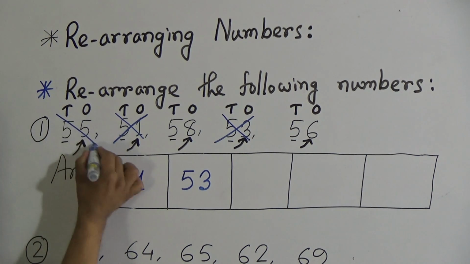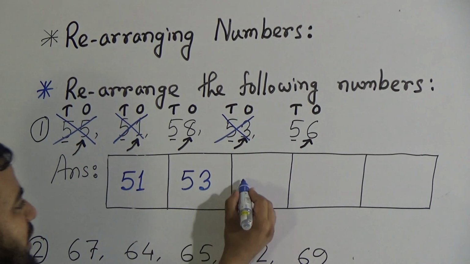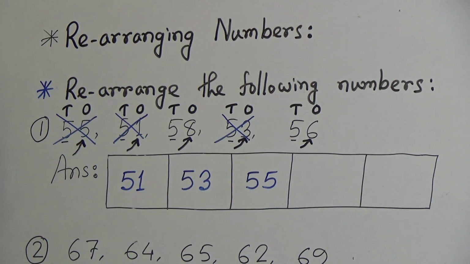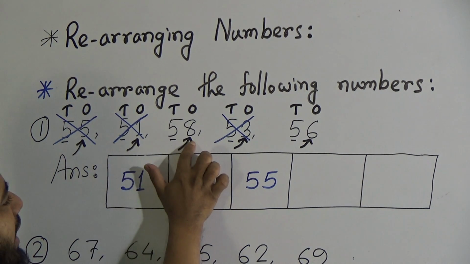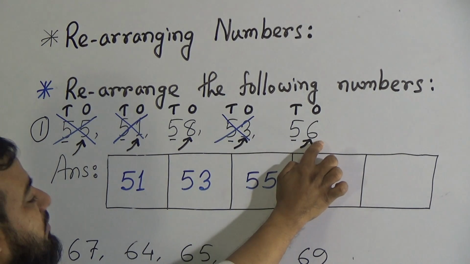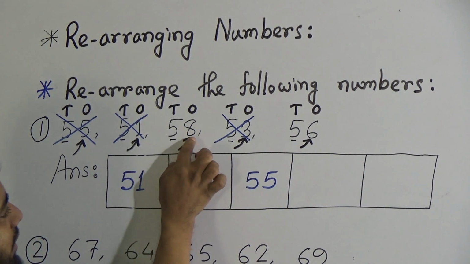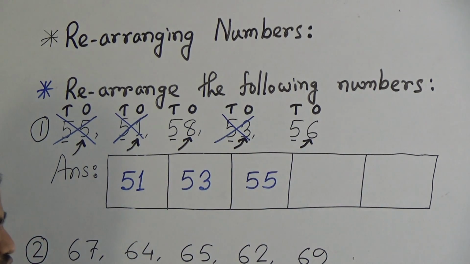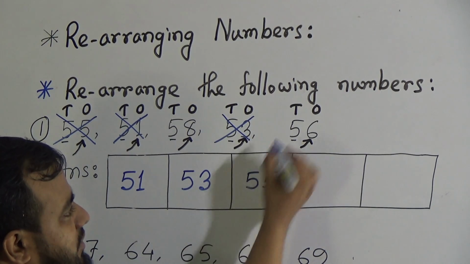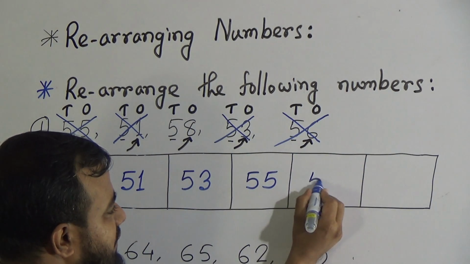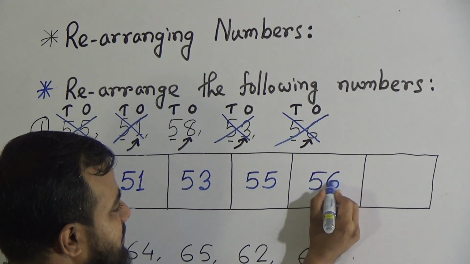We should cut down the 55 from the question, and we should write down 55 in the next box. Okay, dear students, now we have 2 numbers remaining. Between these 2, 8 and 6, 6 is the smallest one. So our next smallest number will be 56. Now we should cut down 56 from the question, and we will write down 56 in the next blank.